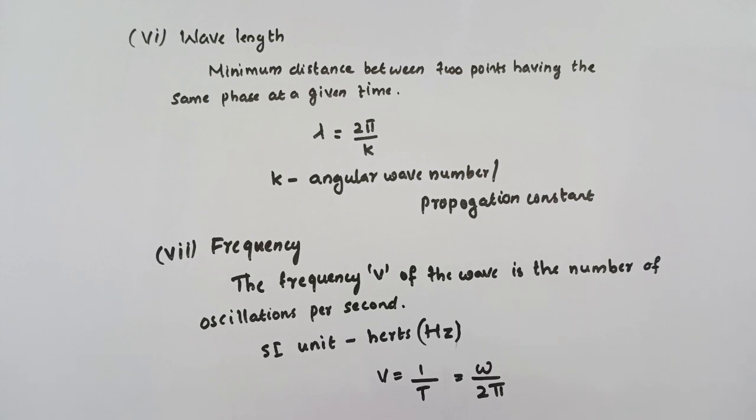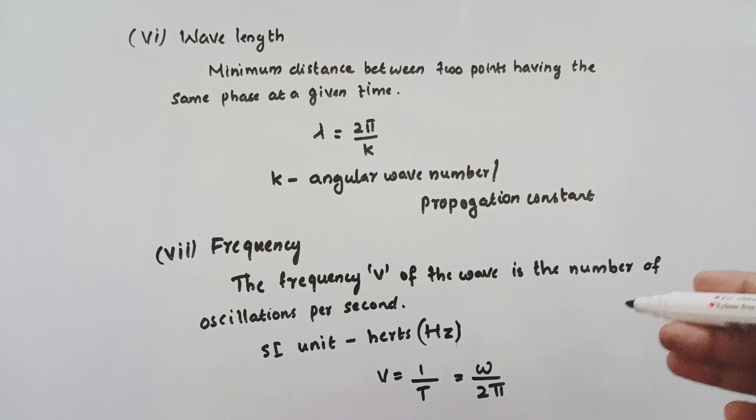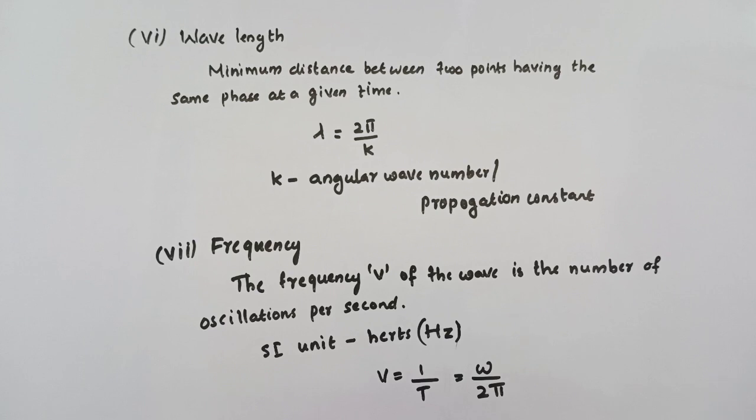Okay, next, frequency. The frequency ν of a wave is the number of oscillations per second. It is denoted by the letter ν. The SI unit of frequency is hertz. Then we can define frequency ν = 1/T, that is 1 by time period, which is equal to ω/2π.